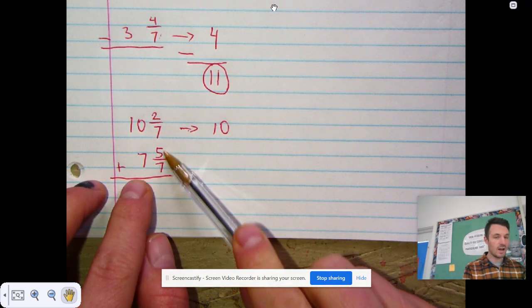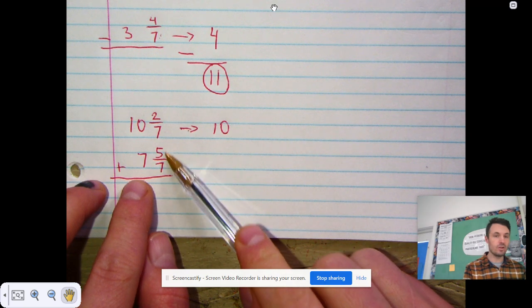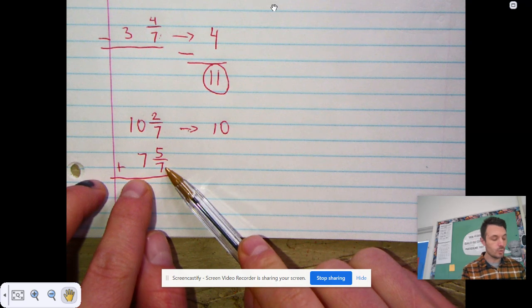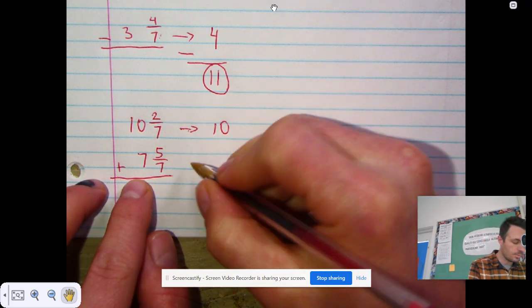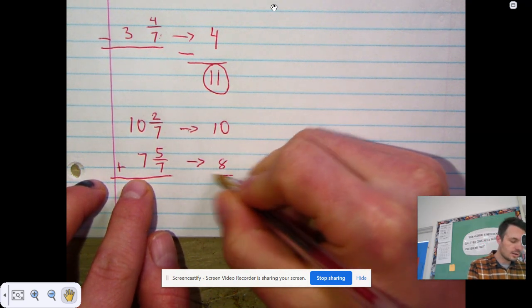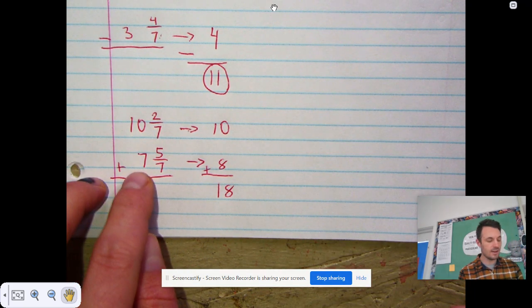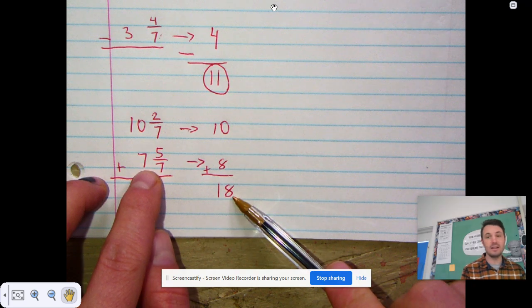Here we have 7 5/7. Since 5 is more than half of 7, 5/7 is greater than a half. So we round 7 5/7 up to 8. And now we add 10 and 8 and get 18. So 10 2/7 plus 7 5/7 is about 18.